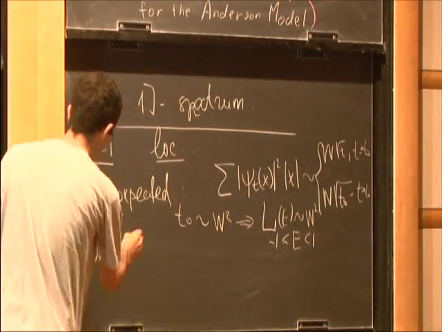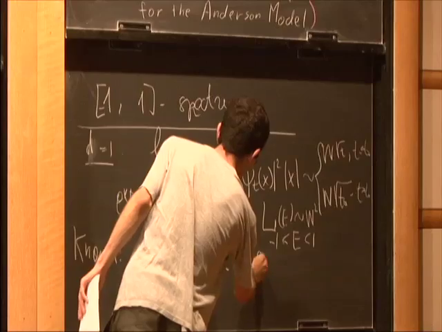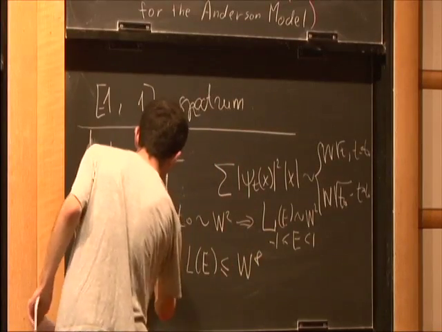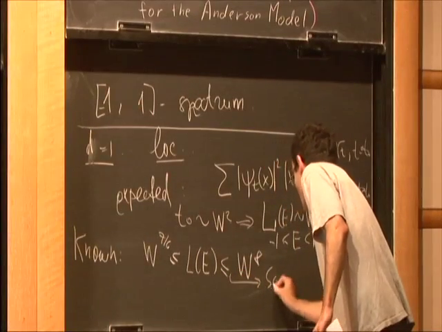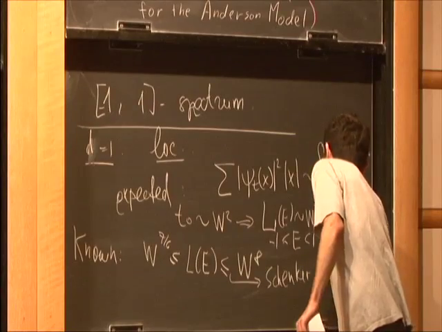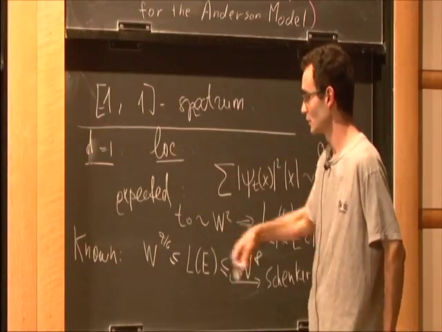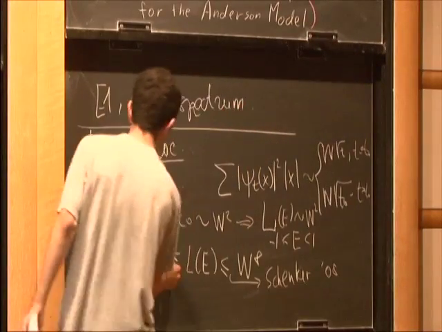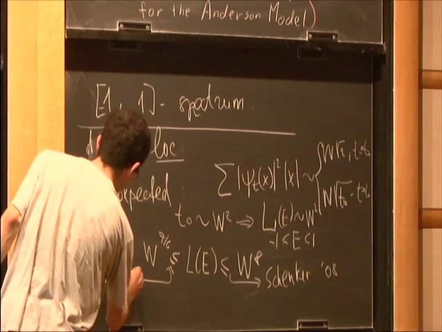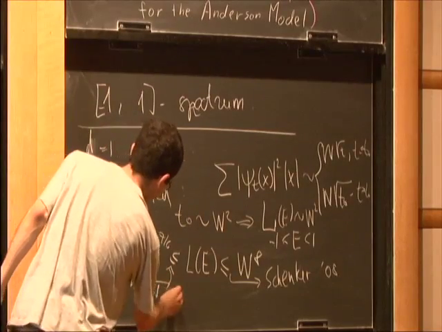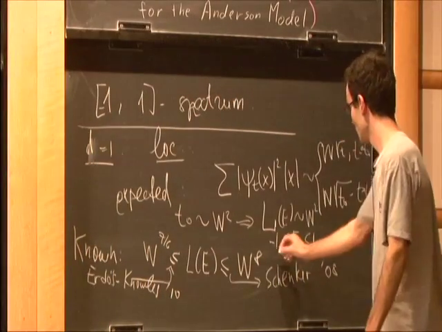What is known is much less. The localization length is between w to the 8 and w to the 7/6. The upper bound is due to Schenker '08, I think, who extended the technique of transfer matrices to get some quantitative estimates. And the lower bound is a recent work of László Erdős and Antti Knowles of this year. So this is known for energies of this kind.